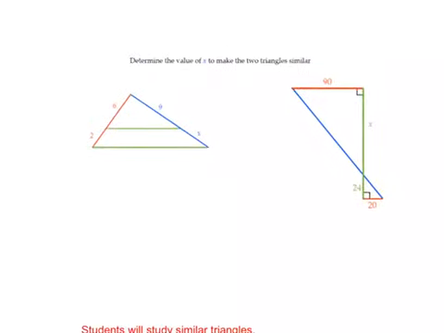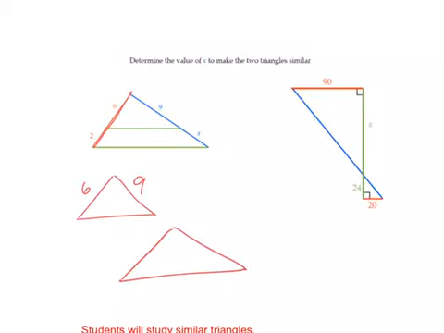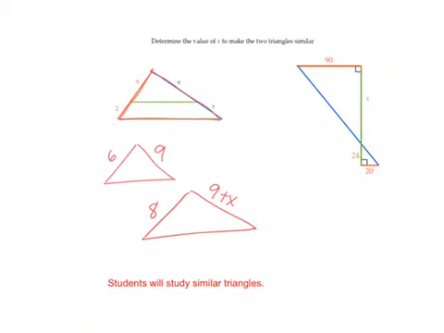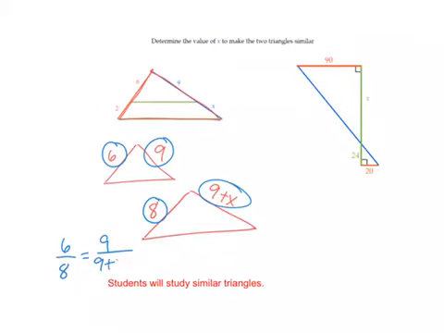So this is the last page. Again, this one I think it's easier to break it out into 2 triangles. So we have 6 and 9. And then we have the bigger triangle out here, which is 8 and 9 plus x on the big sides. So to find the value that would make these similar, the 2 sides have to be proportional. So 6 would have to relate to 8 here, as 9 would have to relate to 9 plus x.